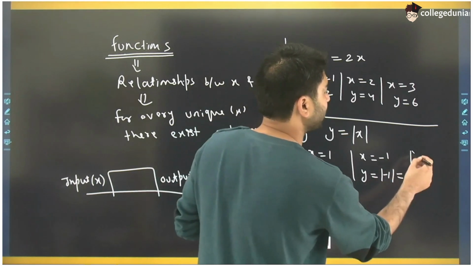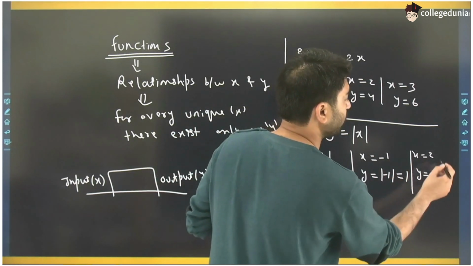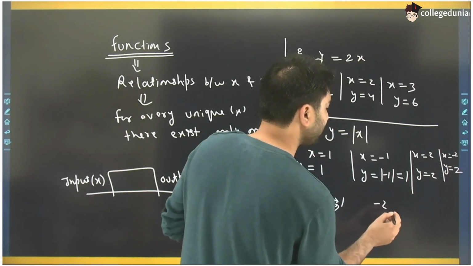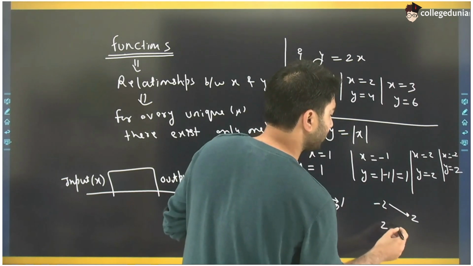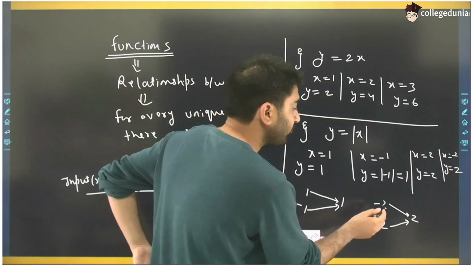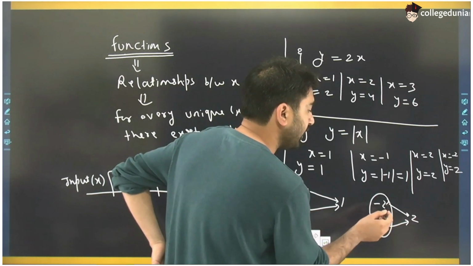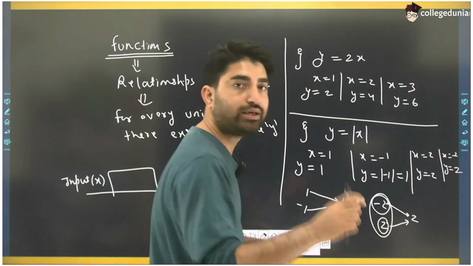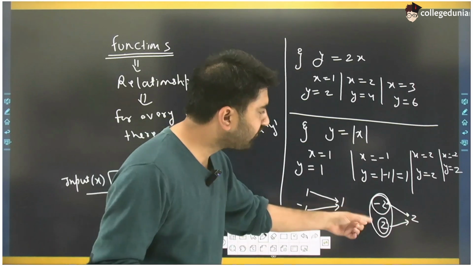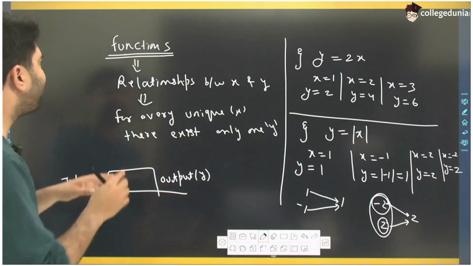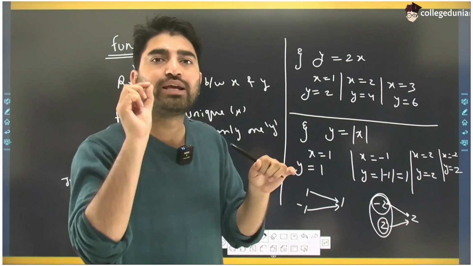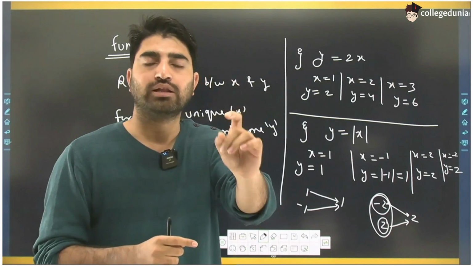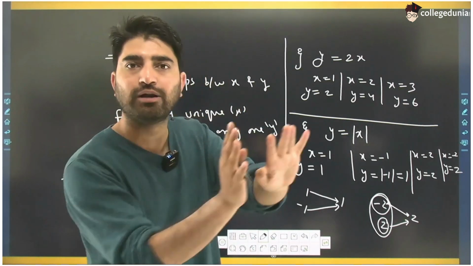If x is equal to 2, then y will be related to 2. If x is equal to minus 2, then y will be related to 2. The image of minus 2 is 2, and the image of 2 is also 2. So you can see minus 2 is an element in the first set, and this minus 2 has only one image, which is 2. This 2 also has only one image, which is also 2. So this is a function. This is an example of a function. It means for every element of the domain, there should be exactly one image, then only it will be a function.